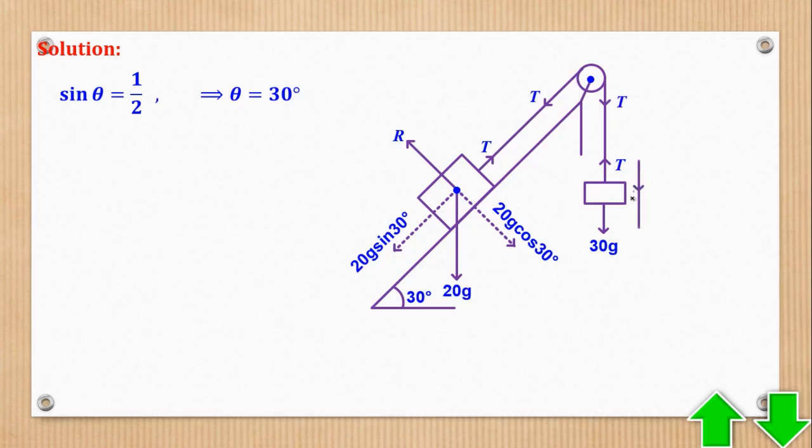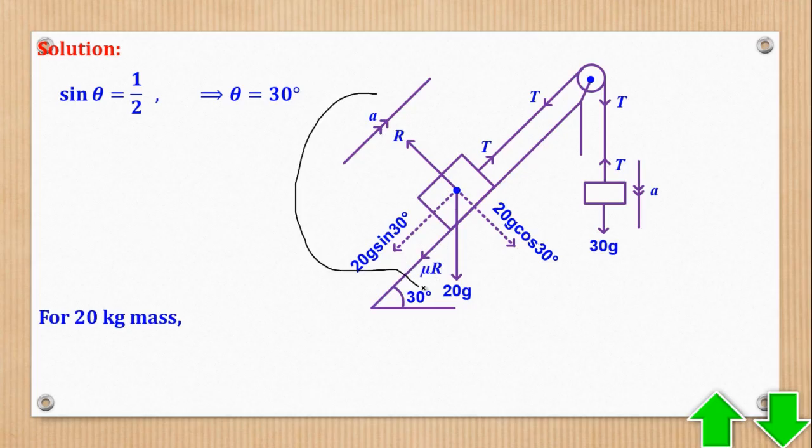So this one moves downward because 30g is heavier than 20g sine 30. So this one moves downwards, this one moves upwards along the line of greatest slope. Because this one moves upward, friction must oppose motion, so it is in this direction. Then you can start with the 20 kilogram mass. These are the forces.